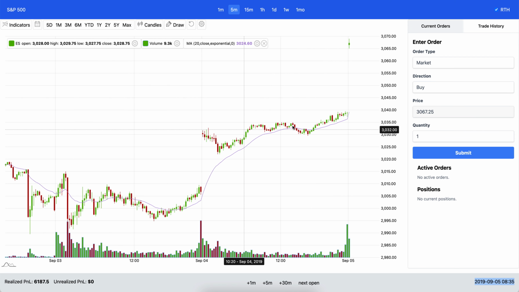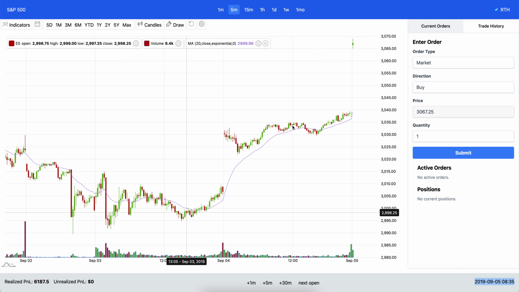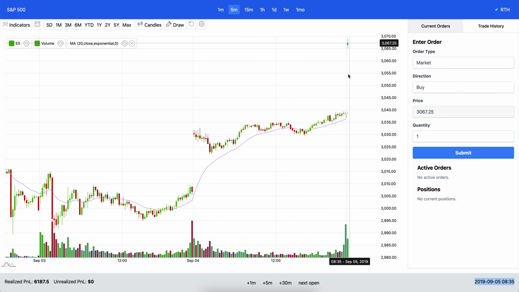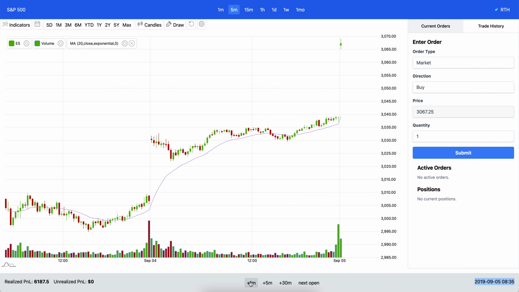Okay, so this puts me at a very specific point in time, and I can just watch this price action and see how it plays out. These buttons on the bottom will let you advance the time. I'm going to go ahead and advance just a couple minutes and see if we can find a good trade to take.